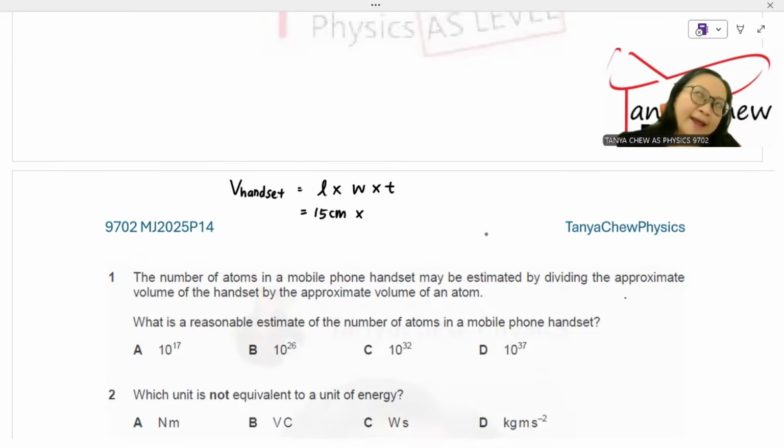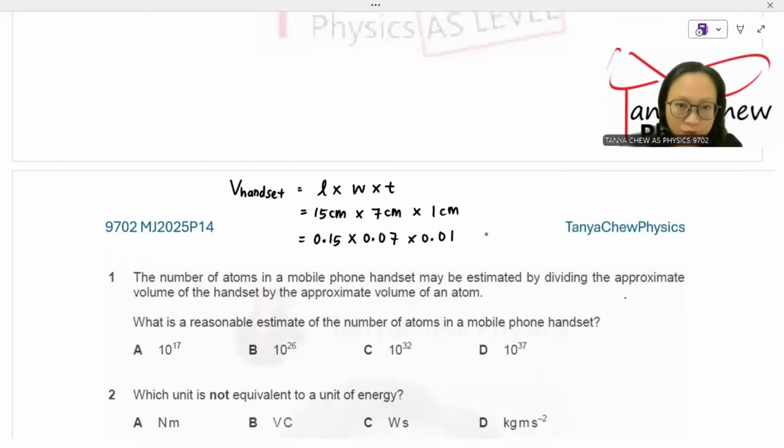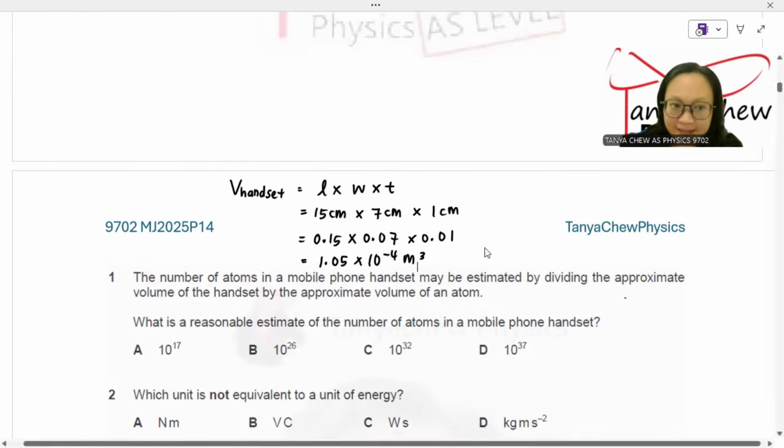The width of the handset may be 7 cm and the thickness of the handset may be 1 cm, because mobile phones nowadays are super thin. So I'm going to convert to meters. This is 0.15 times 0.07 times 0.01 meter, and I got 1.05 times 10 to the power negative 4 meter cube. That is the volume of my handset.